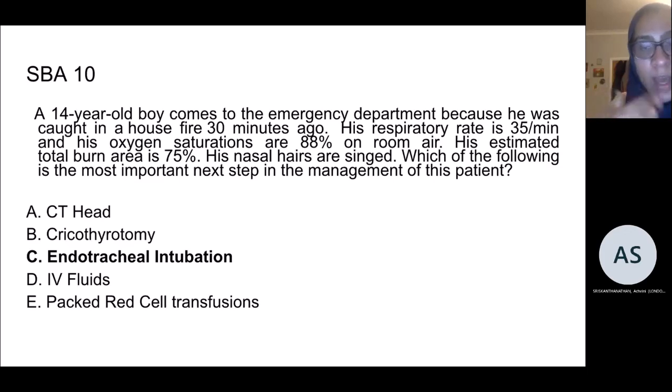Going down the same vein, so when you have these burn patients, you want to intubate them, you want to catheterize them early as well, so you're assessing for their fluid balance, and also mentioned their fluid resuscitation is going to be needed.